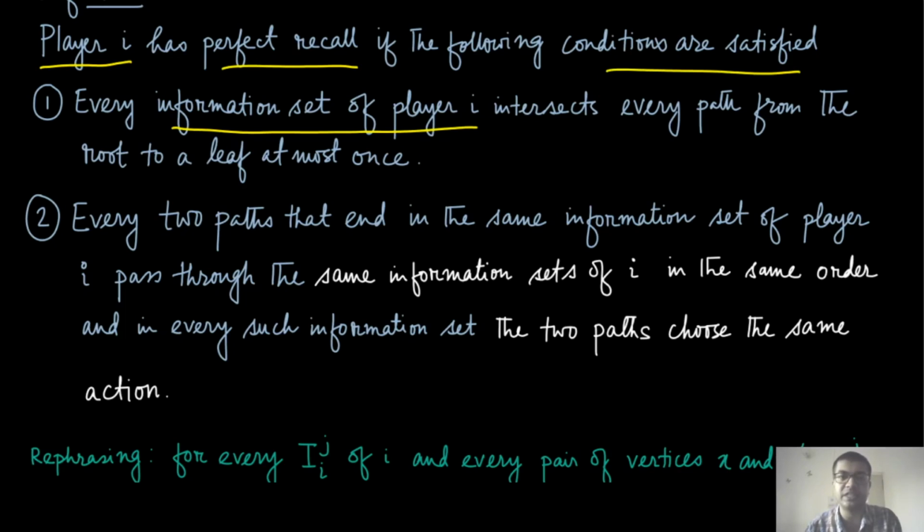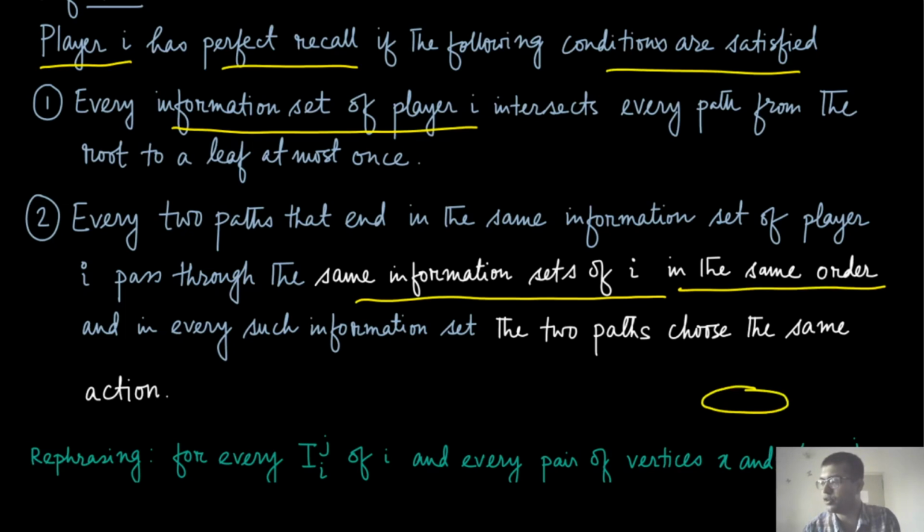This condition says that it must pass through the same information sets of player I in the same order. So this is very crucial. If you are at a specific information set, say I_j for player I, and you are considering two different nodes and taking two different paths leading here, then these two paths must go through the same information sets of the same player and in the same order.